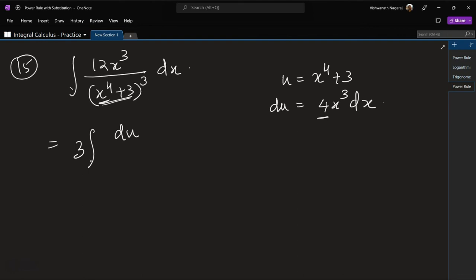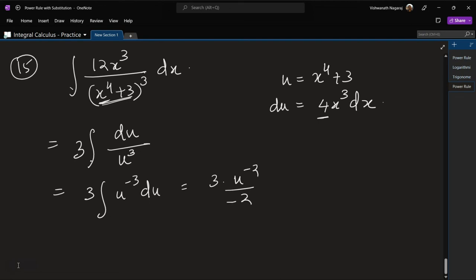So 4x cube dx is du, which can be written as 3 times u to the power of minus 3 du. And if we integrate it, we get u to the power of minus 2 by minus 2. Okay, so this becomes minus 3 by 2 u to the power of minus 2. So let's bring it down. We get x to the power of 4 plus 3 square plus c.